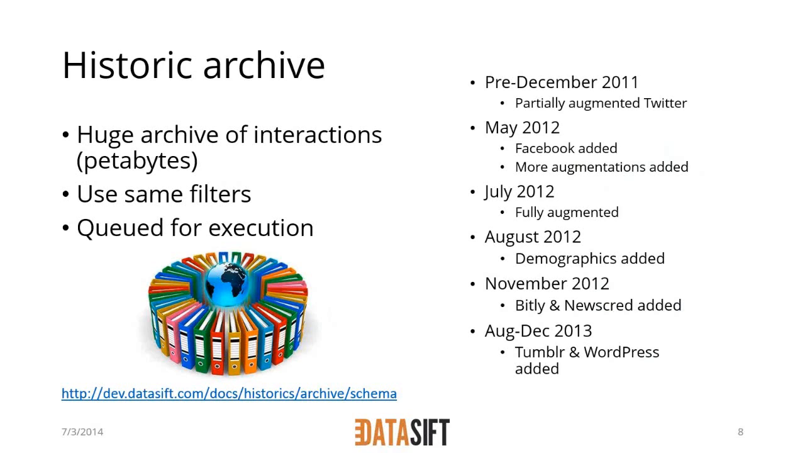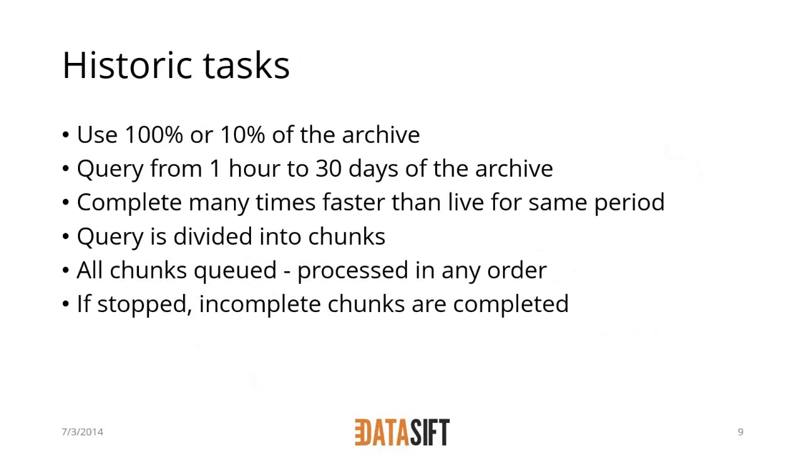Let's look a little bit about historic tasks. So this is what we're going to do in this workshop, is how to configure a historic task. A historic task can be, as I've mentioned, a filter applied over a certain period of time, but you can also choose whether you want to apply it to 100% of the archive or 10% of it. If you're doing a historic task because you want to actually collect every interaction that matches your filter, then you would do it over 100%.